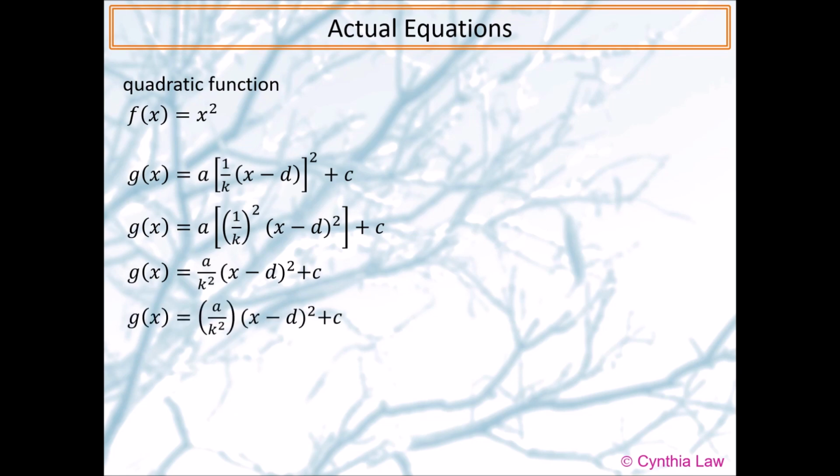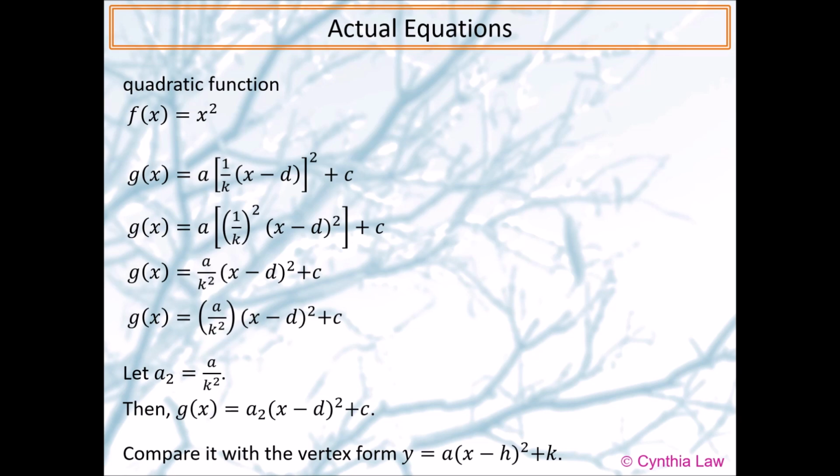Now, let's separate everything clearly. Okay, so I put a over k squared in brackets to tell you that I want to look at it as one item. And I want to let a subscript 2 equal a over k squared. So when I rewrite my g(x), it will look like this: g(x) = a₂(x − d)² + c. We can compare this with the vertex form of the quadratic function.